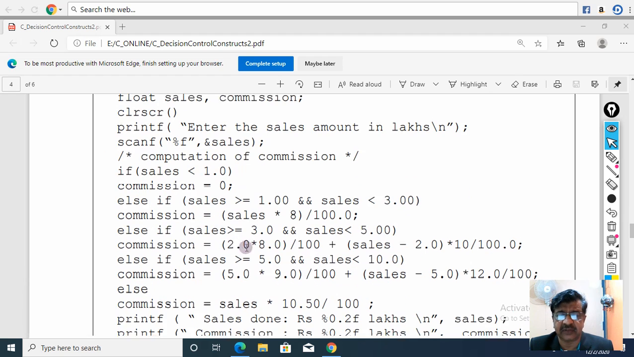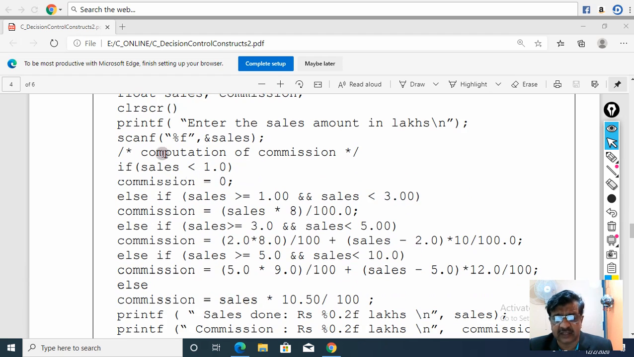Computation of the commission happens. If the sales is less than 1 lakh, as per the conditions given in the problem, commission equal to 0. Else if sales is greater than or equal to 1 lakh and sales is less than 3 lakhs, commission equal to sales into 8 divided by 100. Yet again, we need to exercise caution.